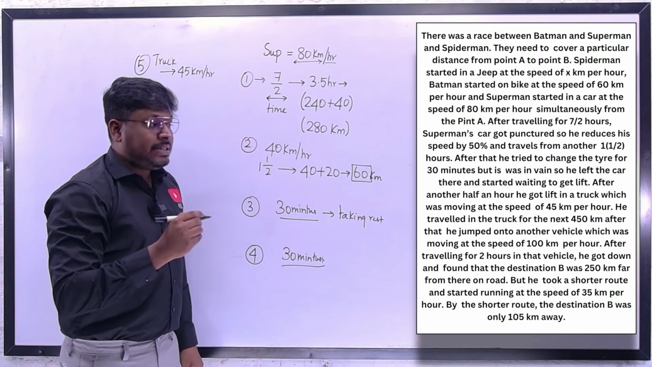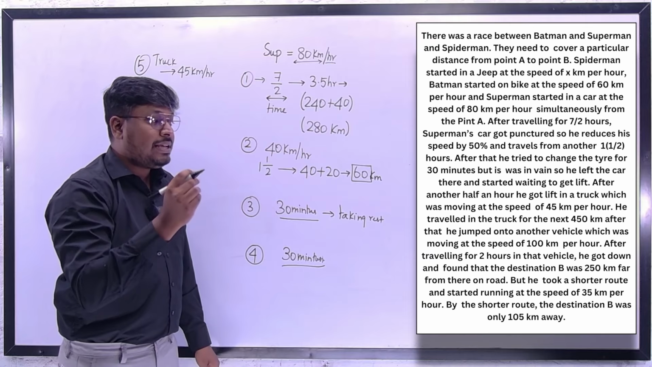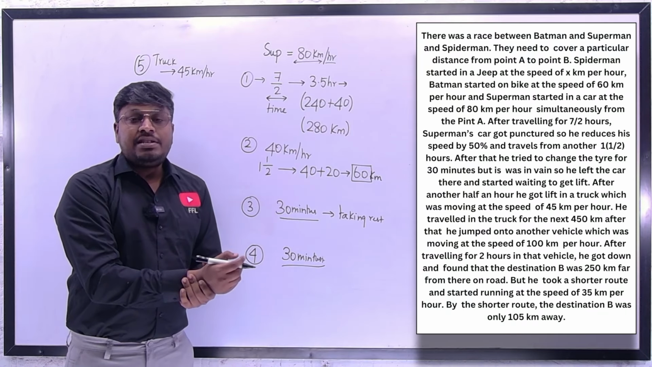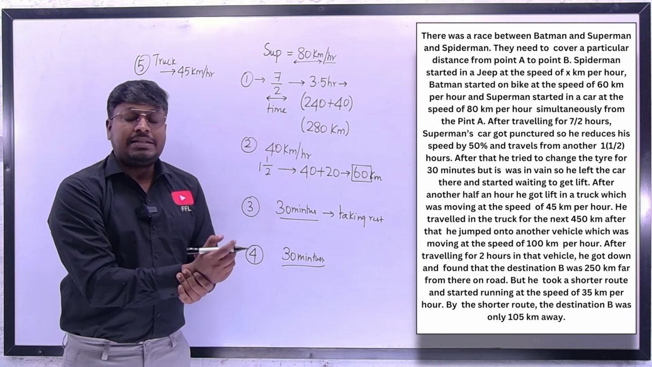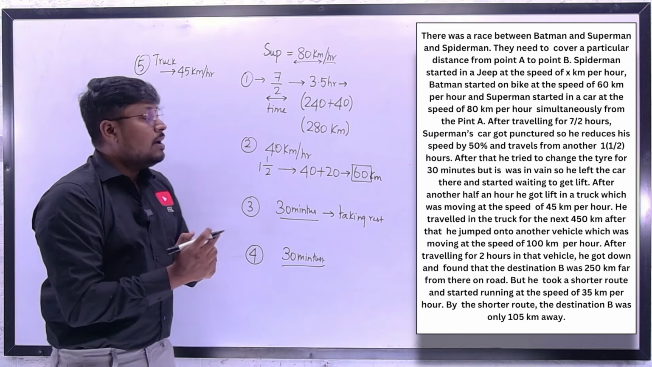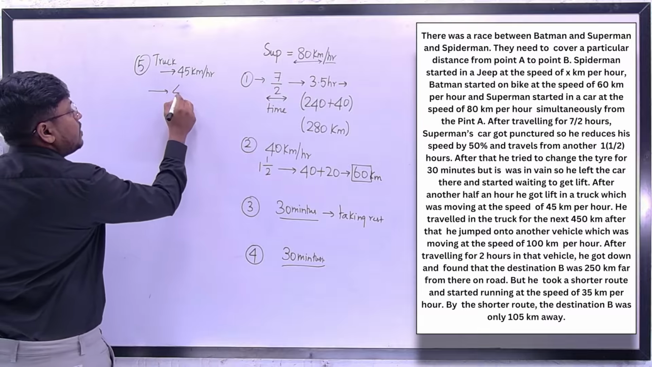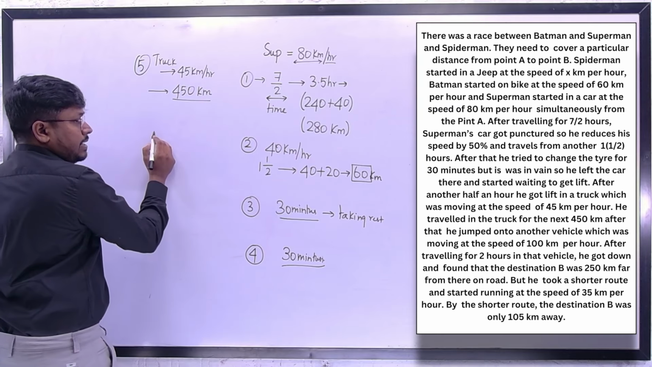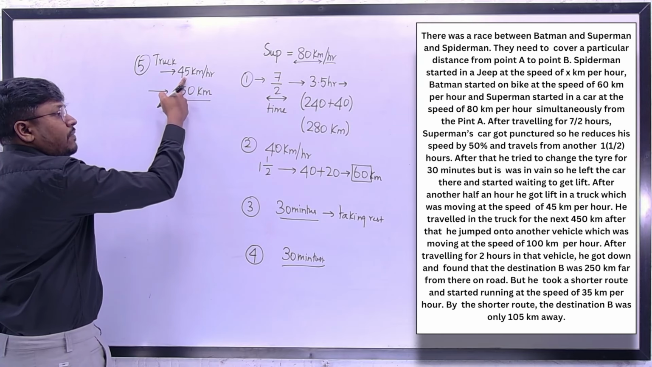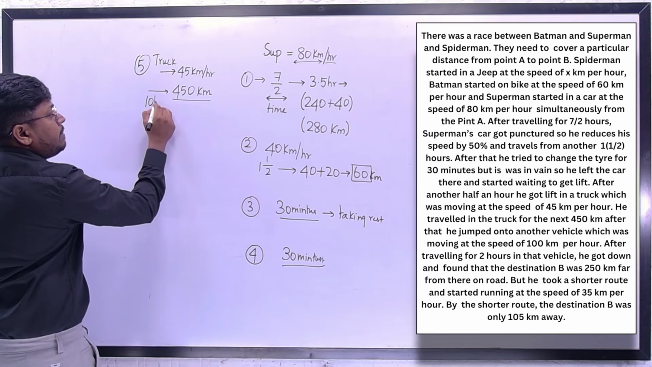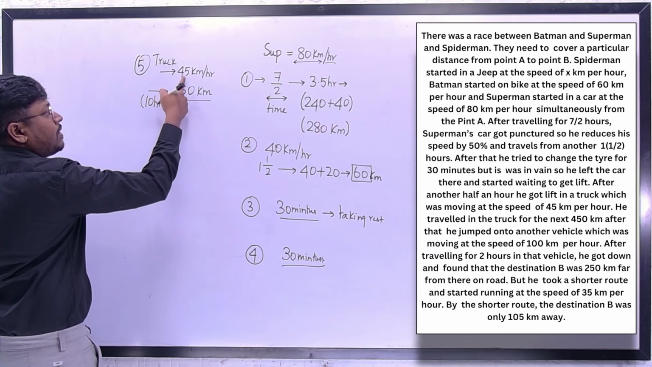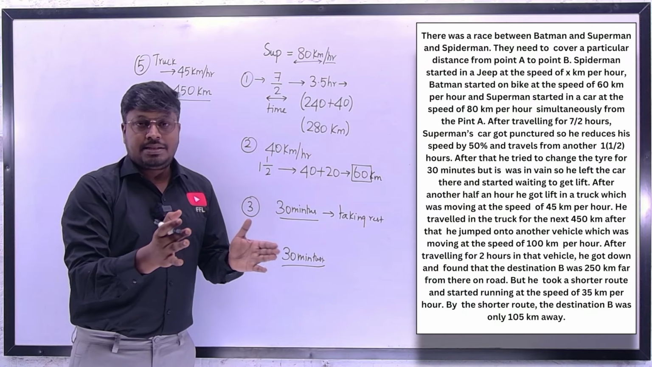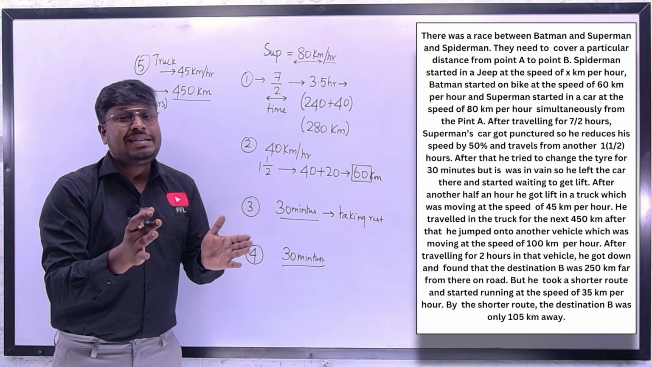So he traveled in the truck for the next 450 kilometers. After that he jumped onto another vehicle. So he is traveling in a truck where the truck speed is 45 kilometers per hour, and he traveled 450 kilometers. We know the truck speed is 45 kilometers per hour, that means he will be taking 10 hours, because 1 hour is 45, so 10 hours will be 450. So in the truck the person, Superman, would have traveled 10 hours.